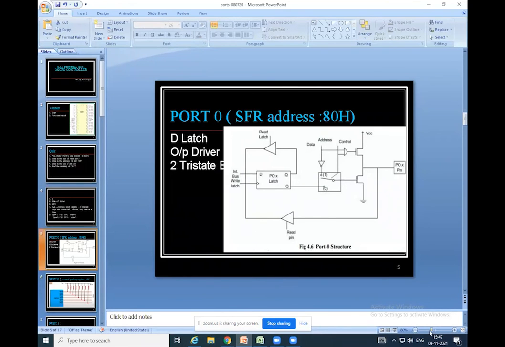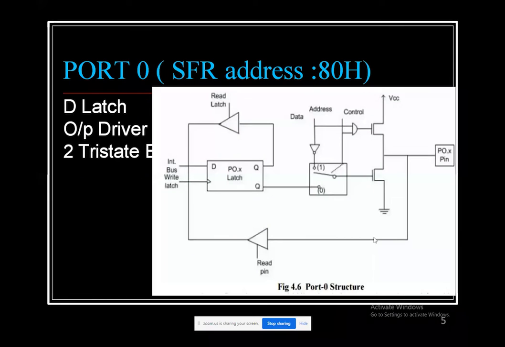So here we were talking about the port 0. We have seen what the function of this port 0 is and what it contains. Now let us check how it works. We have decided that we will configure the port 0 as an input.